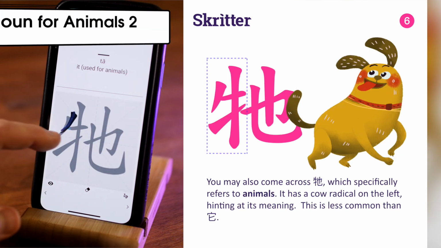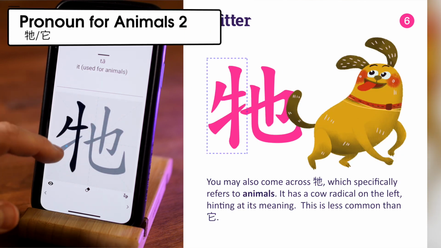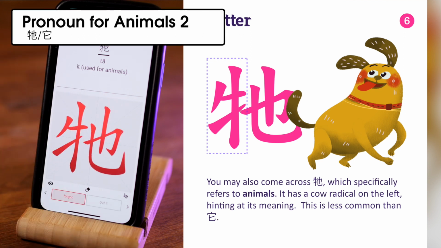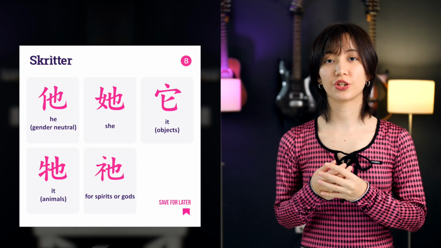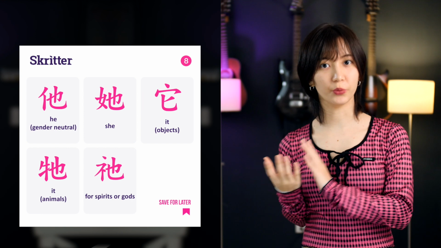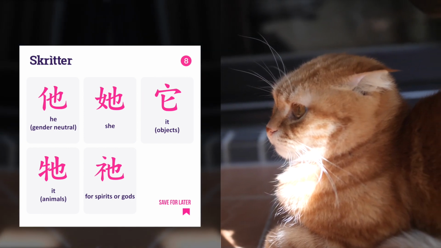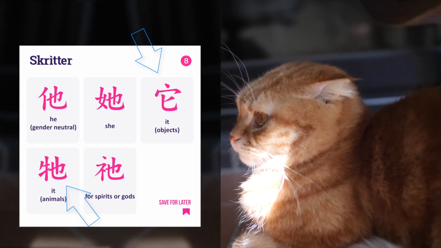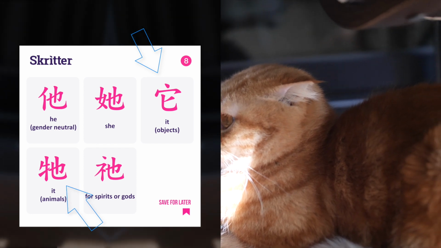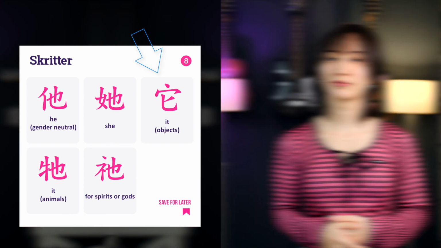When to use 牠? As you can see, there is a cow radical on the left. 所以呢，这是一个他给动物的他。牠 and 它 both work for animals, but you will see this one more.